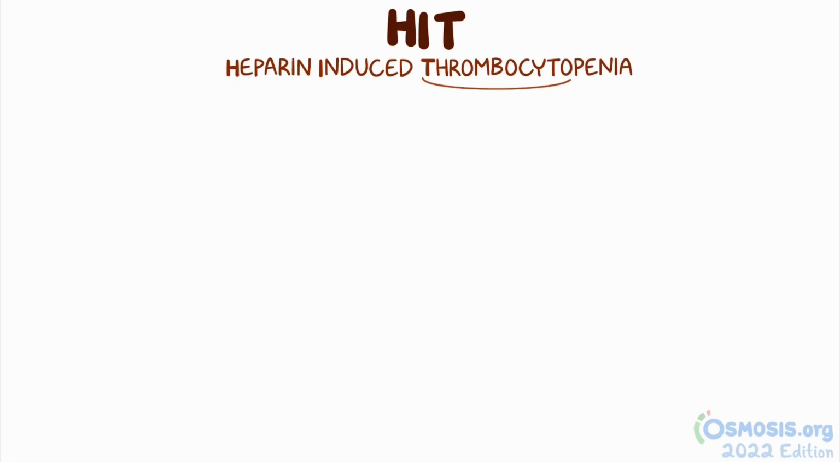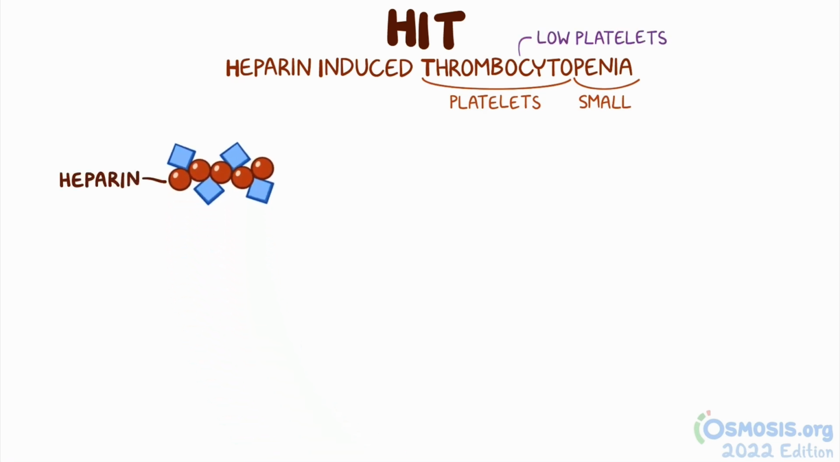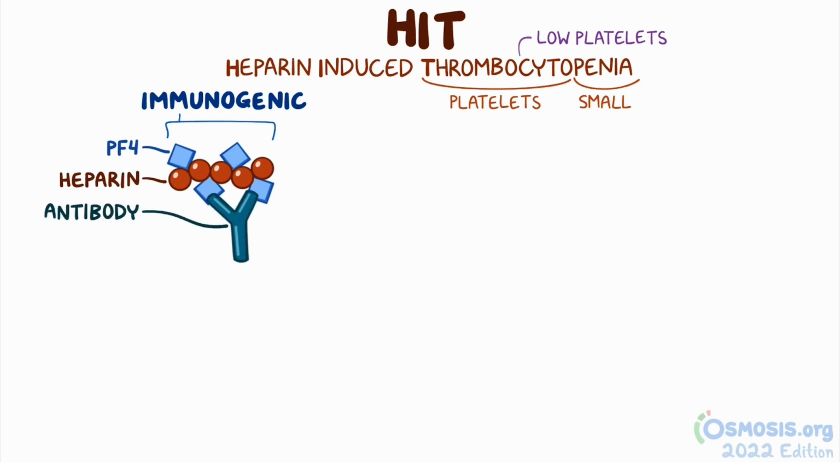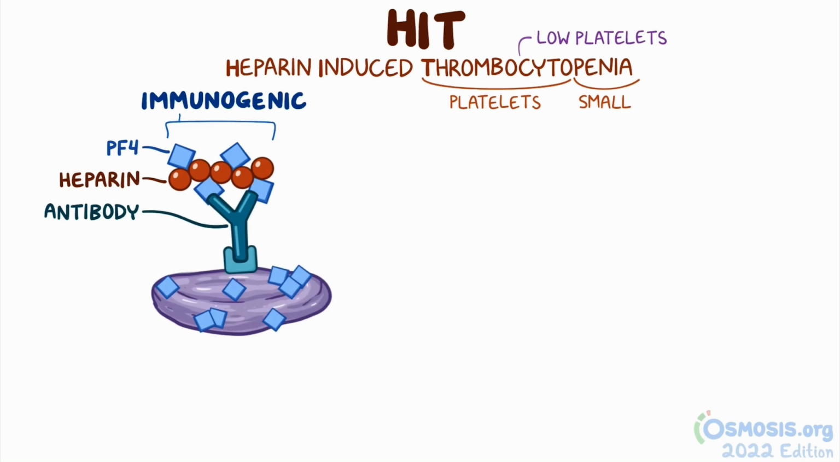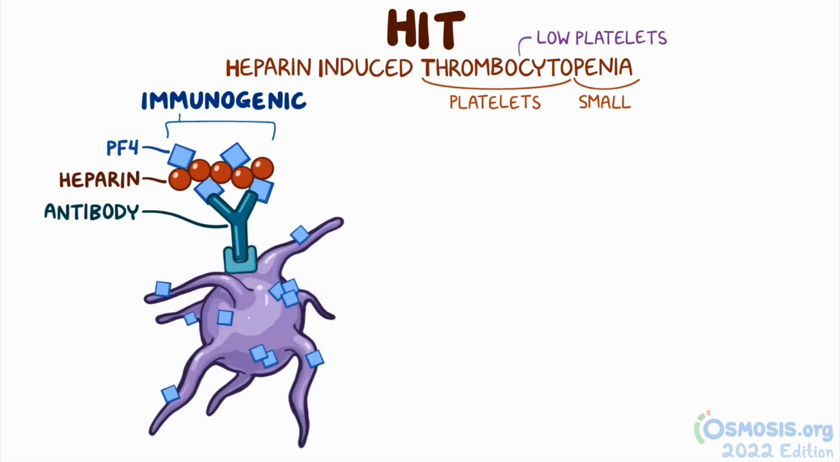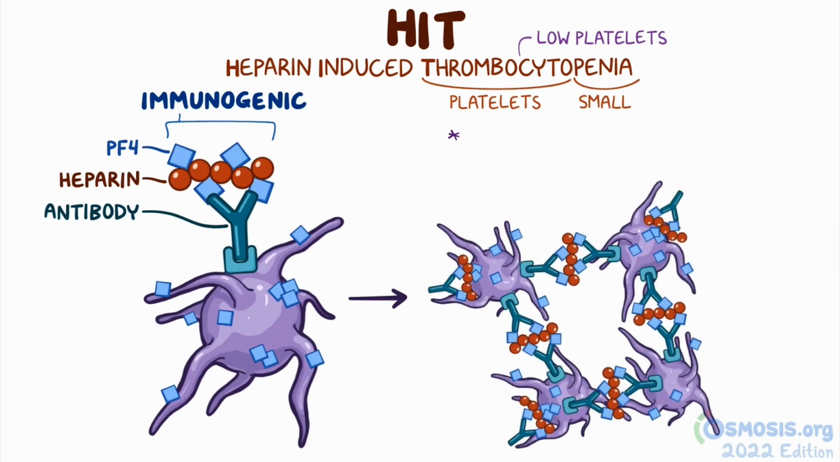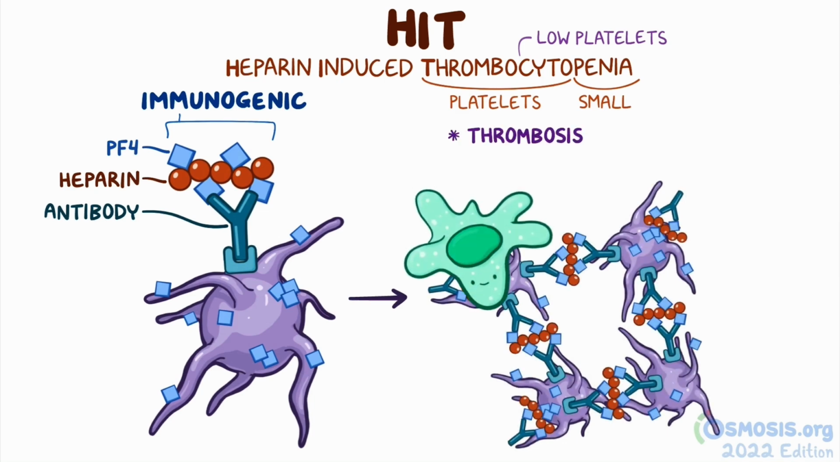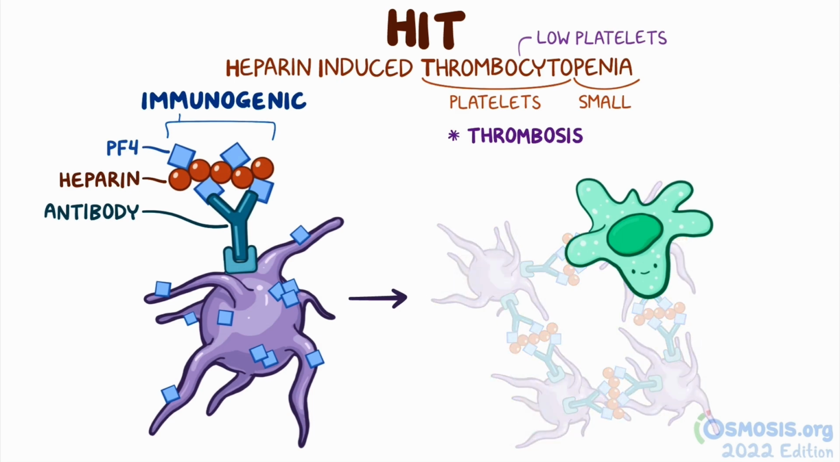Another toxicity to be aware of is called HIT, or heparin-induced thrombocytopenia. Thrombocyte referring to platelets, and penia meaning small or little. So thrombocytopenia means low platelets. Heparin binds to a protein on the surface of platelets called platelet factor 4. This complex is immunogenic, meaning it can cause the immune system to produce proteins called antibodies that bind the complex. As a result, the antibody-heparin-platelet factor 4 complex forms, and leads to platelet activation and aggregation, hence thrombosis. There's also destruction of platelets by cells of the spleen, called macrophages, resulting in a low platelet count.